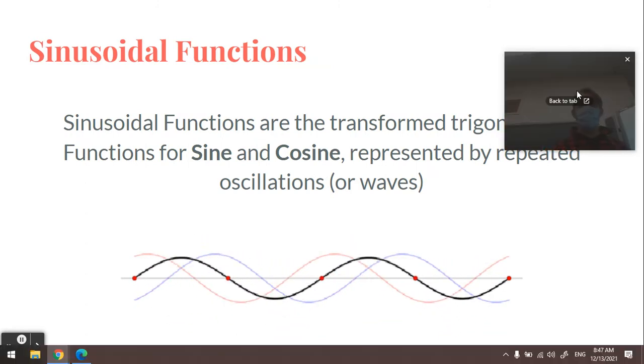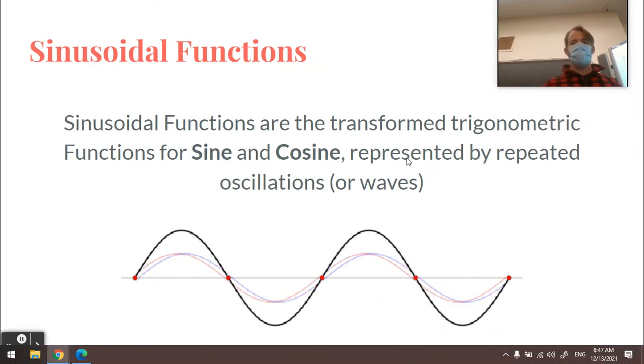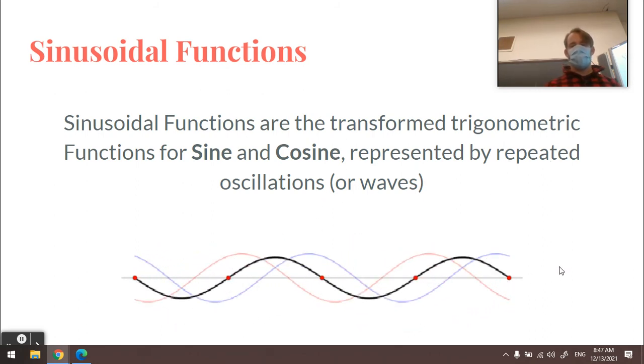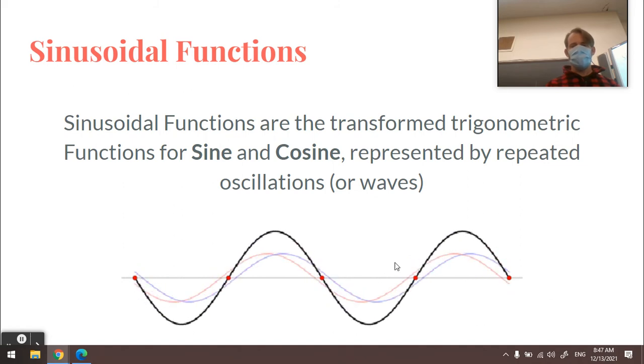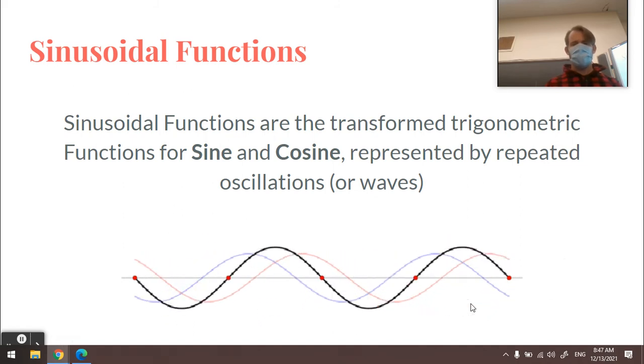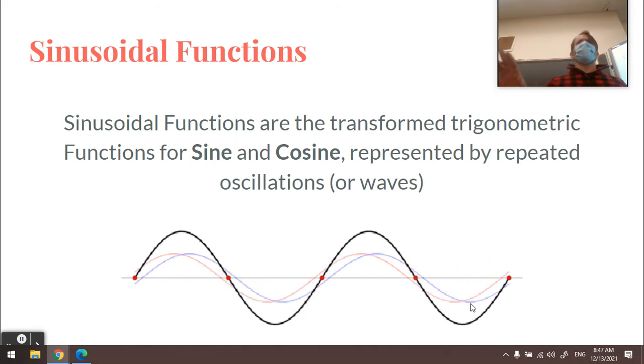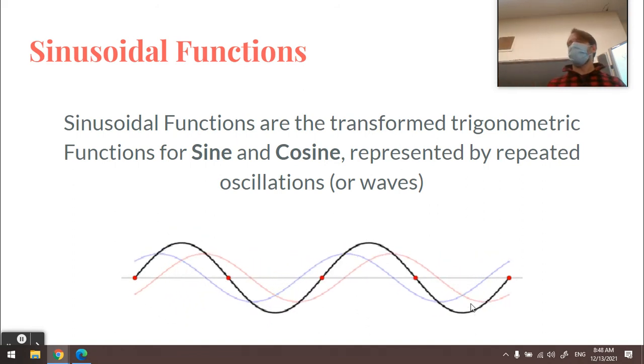So sinusoidal functions are transformed trigonometric functions for sine and cosine, and you can think of them as repeated oscillations or waves. So you have an interesting animation there. I'll show you a video with some really neat animations just before break today.